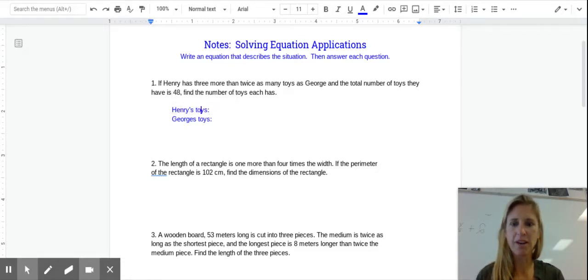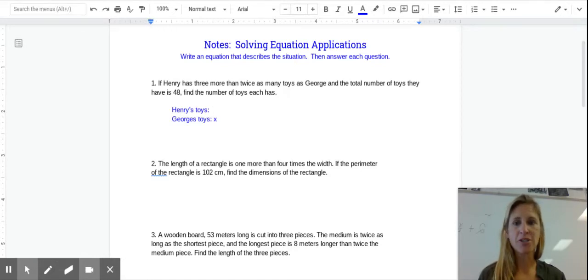First, I'm going to fix the spelling of Henry. Okay, so if Henry has 3 more than twice as many toys as George, we want to figure out who is going to be X and who's going to be the twice X and 3 more. So if Henry has 3 more than twice as many as George does, George is going to be X. He's going to have X amount of toys, because Henry's amount of toys is based on that amount. So George is going to be X, and Henry is going to have 3 more than twice as many.